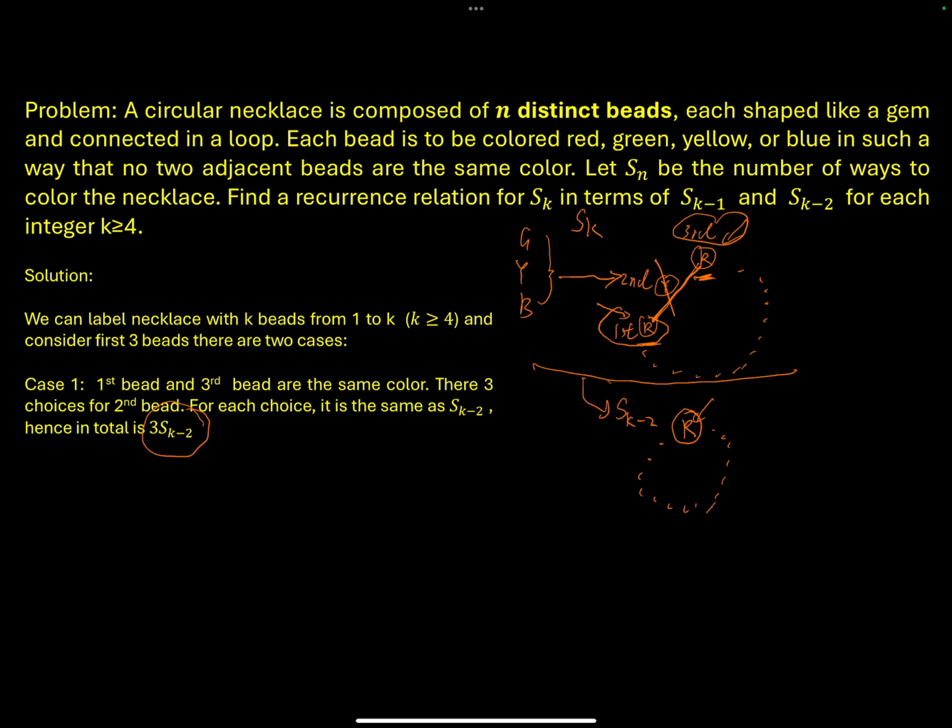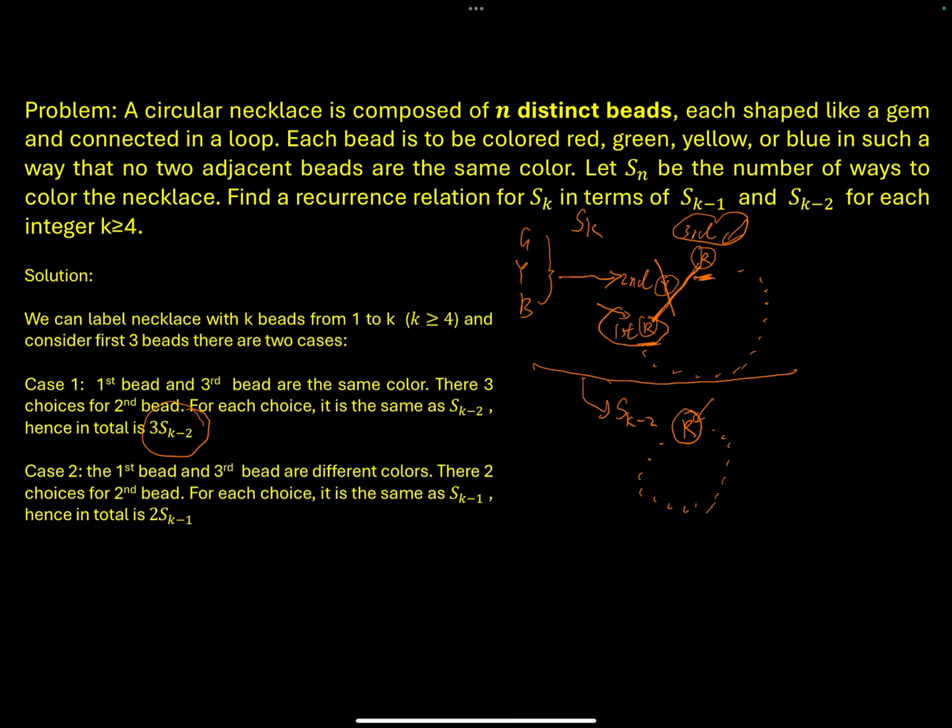Similarly for the second case, we color the first bean and the third bean different colors. Let's say the first bean is red, and the third bean is blue. In this case, we only have two choices, because the second bean cannot be red or blue; it can only be yellow or green. Because we always ensure that these two beans have different colors, we can imagine this is the same case as k minus 1.